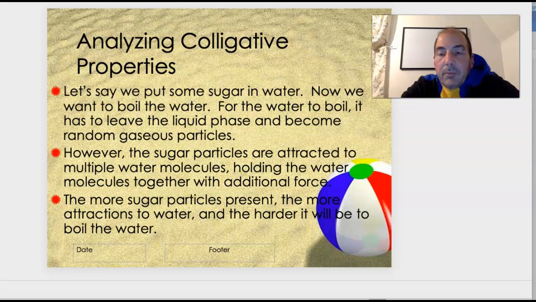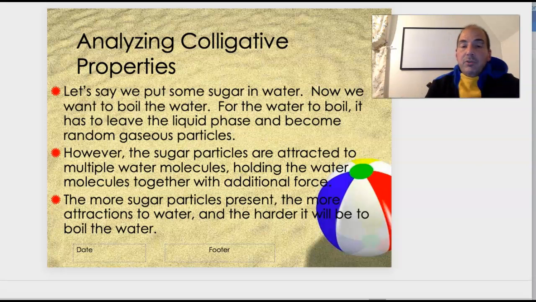So if we're trying to boil water, and we add something like sugar to the water, not only was there hydrogen bonding going on with the water, holding it together, but now by putting in the sugar particles, we're going to have even more particles that are having their own intermolecular forces with the water, and that's going to prevent the water molecules from vaporizing as much. It's going to make it less volatile. So in effect, we are changing the water just by the presence of the sugar particles.